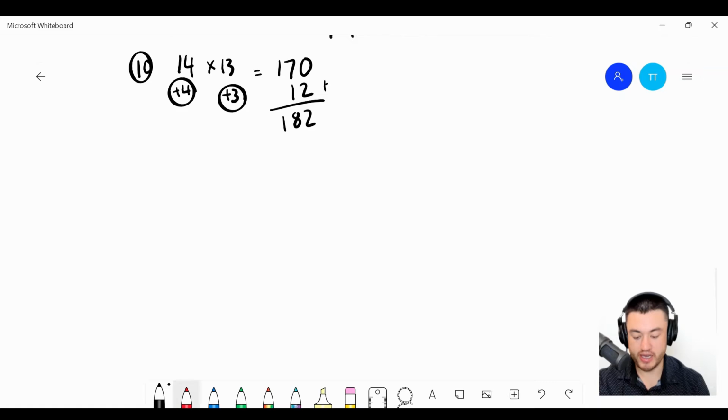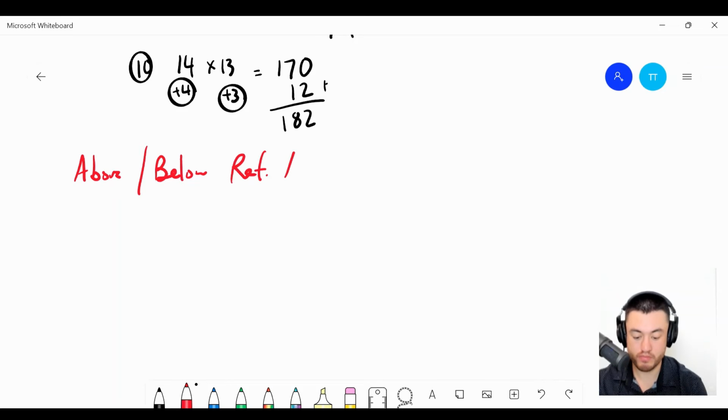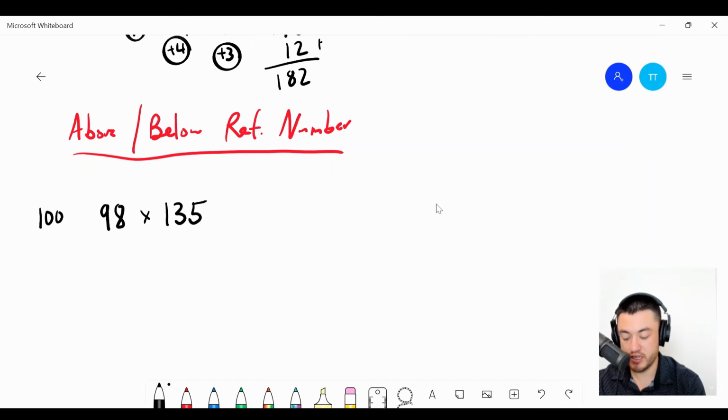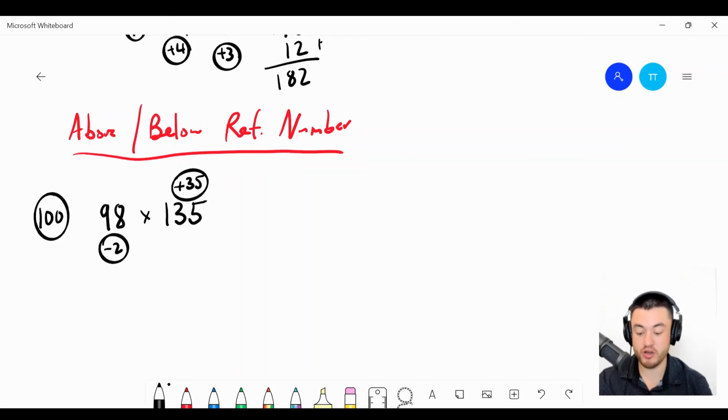So now let's look at a case where we have above and below the reference number. And we start off exactly the same way. So let's, for example, have 98 times 135. Okay, so we'll use 100 as our reference number, but this time I'm just going to write the numbers slightly different. So 98 is 2 below, so I'm going to put minus 2 here. And 135 is 35 above, and I'm going to write it on top this time. So now we have one circled number below and one above.